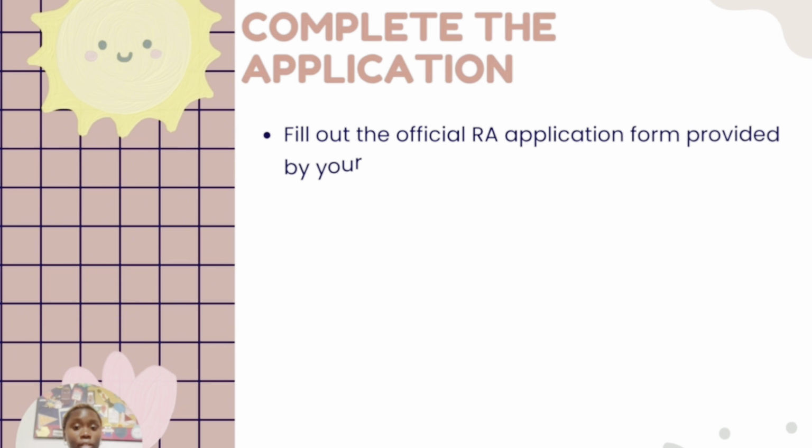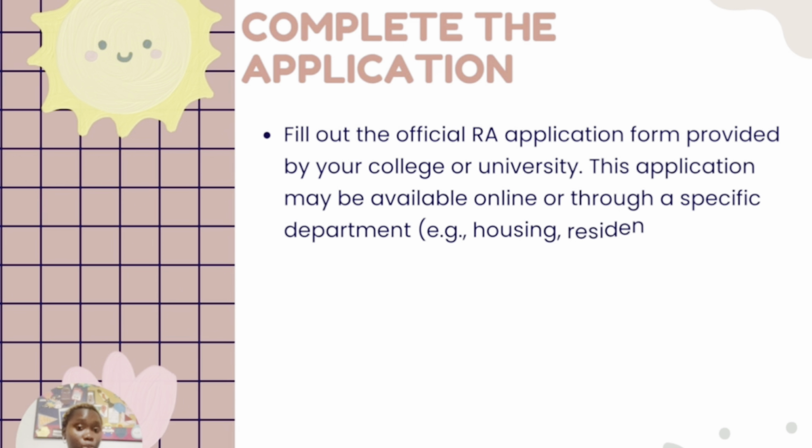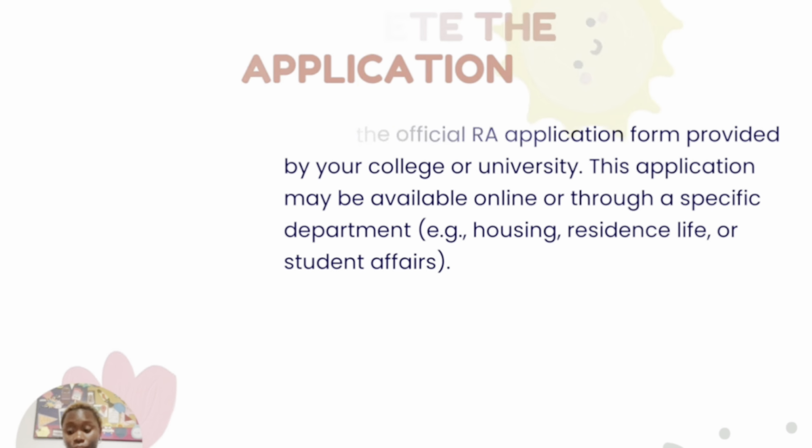Then complete the application, fill out the official application form. This application may be available online or through a specific department, depending on your school. But typically, the people that are housing this application are usually housing, residence life, or student affairs in general.